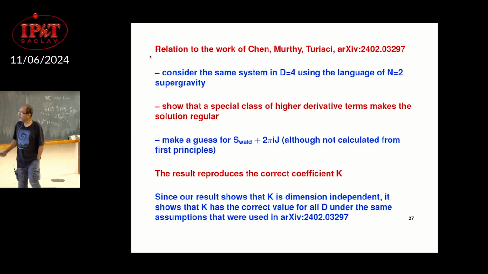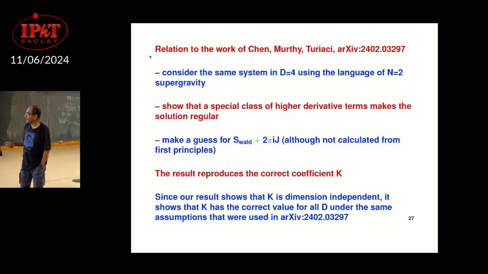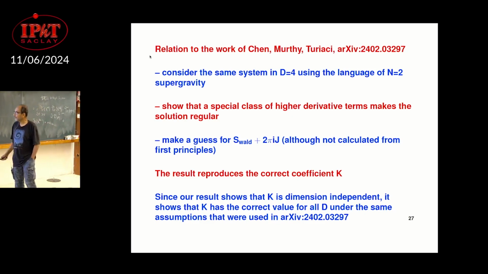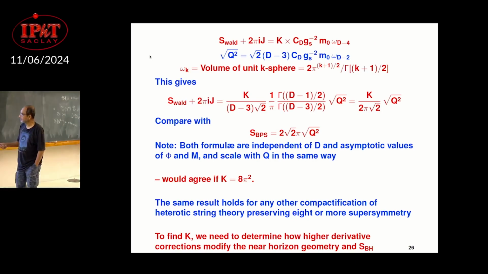Now, in principle, with that solution, one should be able to calculate this combination. This has not been done from first principle. They have a guess for what this formula should look like, and I believe that it should be possible to calculate this also from first principle. But with that guess, the result indeed does reproduce the correct coefficient k. That k equal to 8 pi square is exactly what comes in their language.